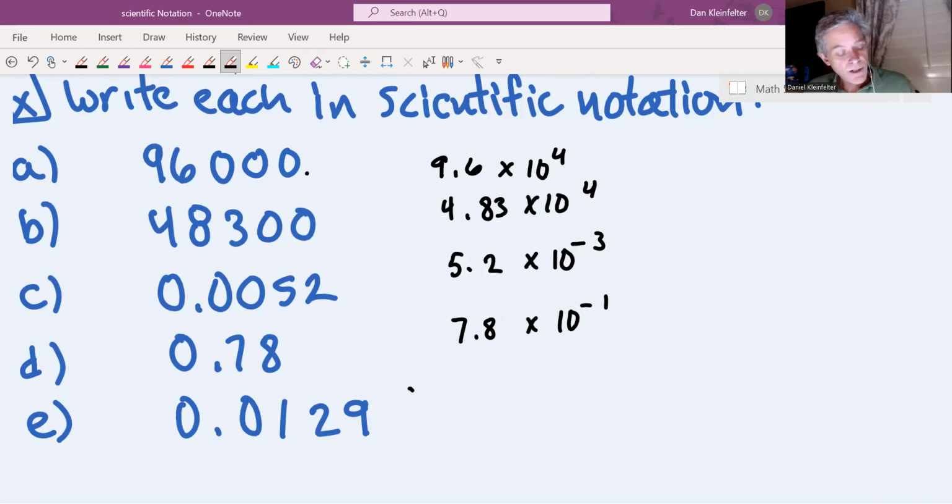Okay, 0.0129 will be 1.29 times 10 raised to some power. We need to move the decimal point 1, 2 places over. Our original number was less than 1, so it's going to be times 10 raised to the minus 2 power.